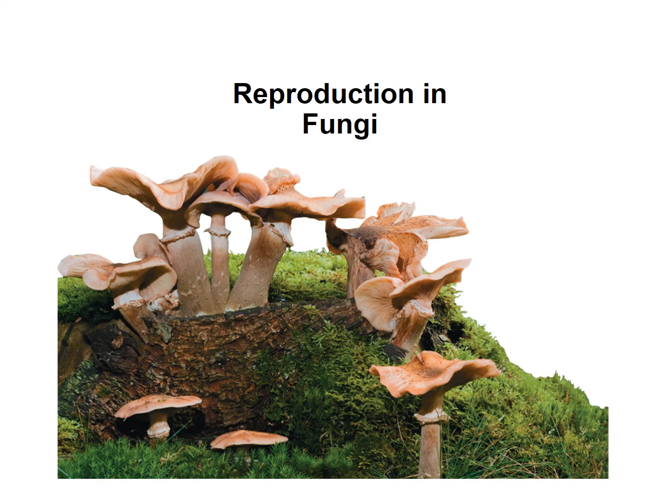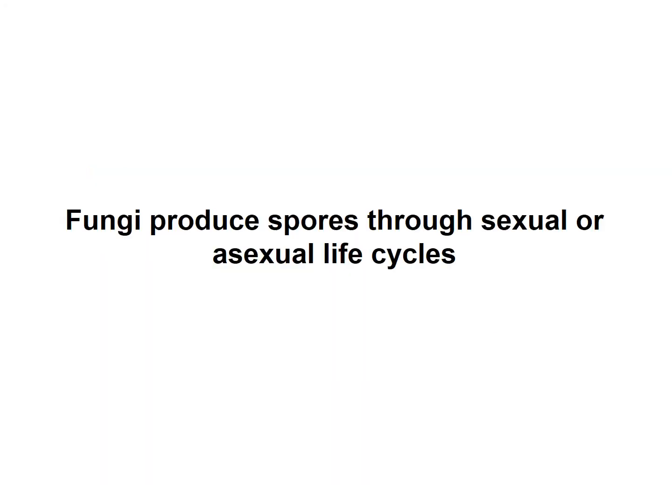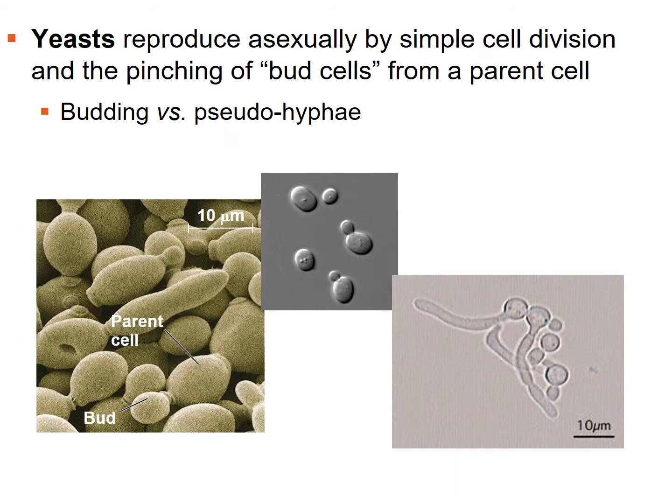So let's go ahead and start. Fungi can reproduce by producing spores by sexual and asexual life cycles. Now some of them are only asexual, some of them are only sexual, but some of them can produce both in sexual and asexual life cycles. Now, yeasts reproduce mainly by asexual means, and this is really by simple cell division.